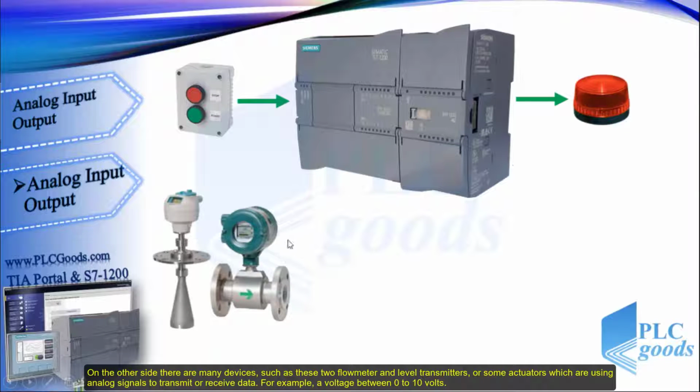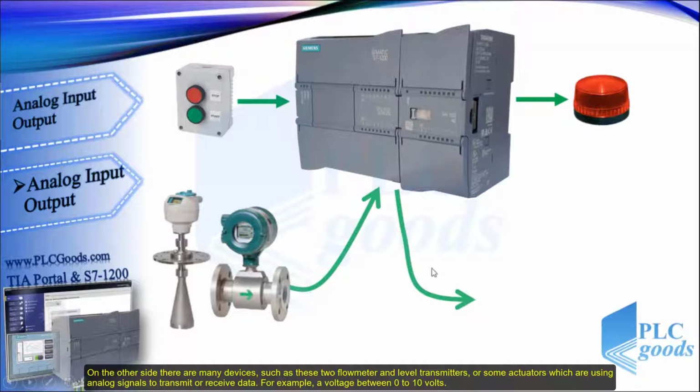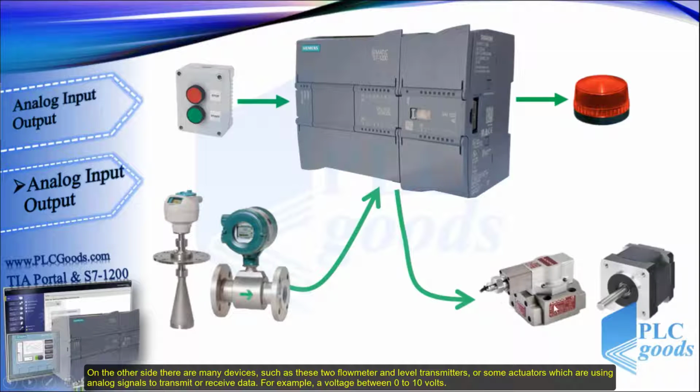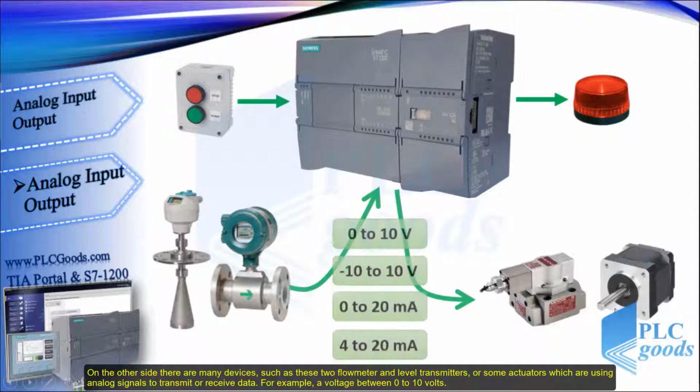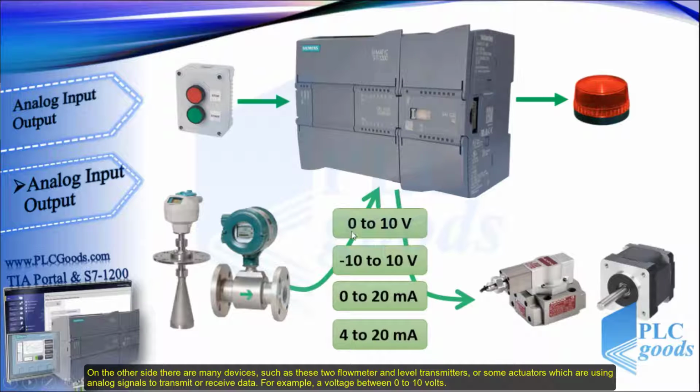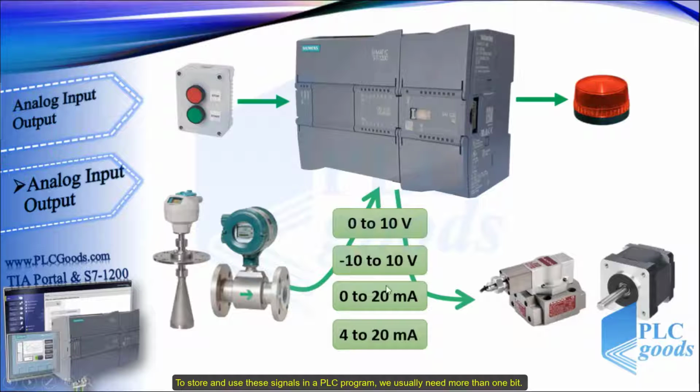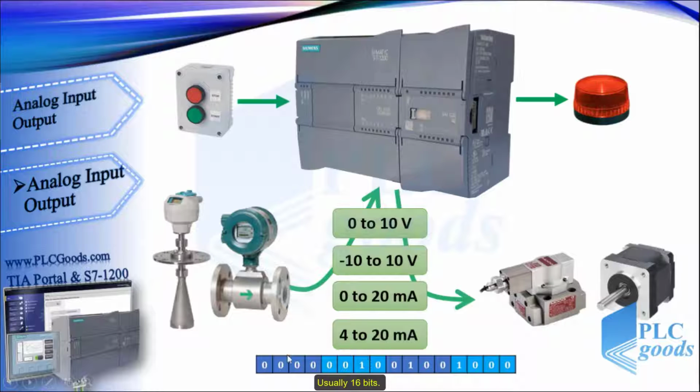On the other side, there are many devices such as these two flow meter and level transmitters or some actuators which are using analog signals to transmit or receive data. For example, a voltage between 0 to 10 volts. To store and use these signals in a PLC program, we usually need more than 1 bit, usually 16 bits.